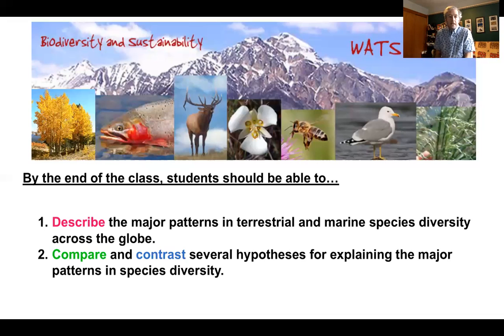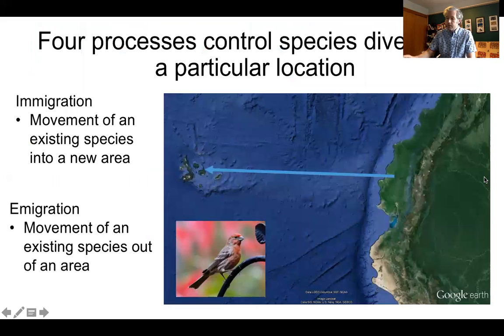Okay, so by the end of this class, you guys should be able to describe the major patterns in terrestrial and marine species diversity across the globe, and then compare and contrast several hypotheses for explaining the major patterns in species diversity.